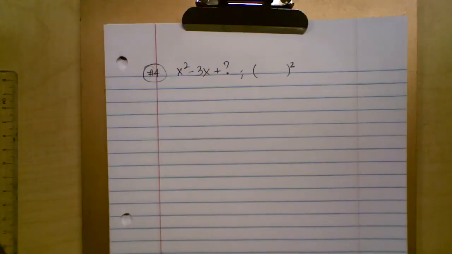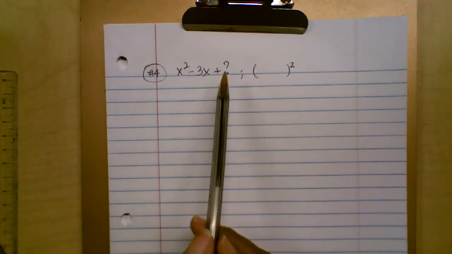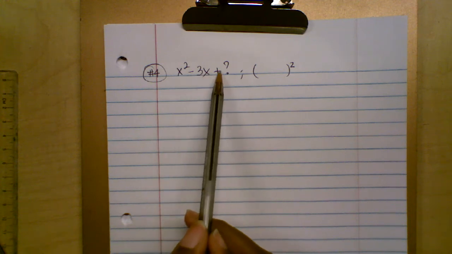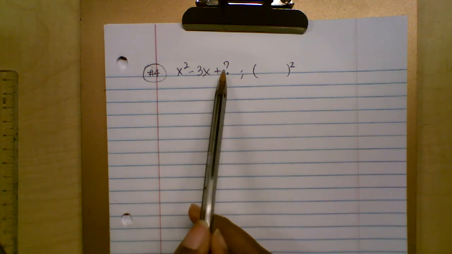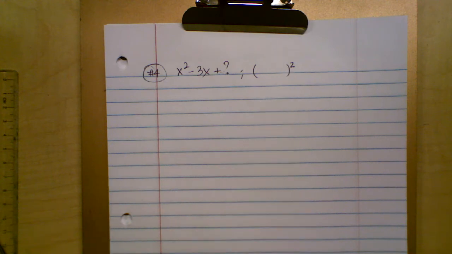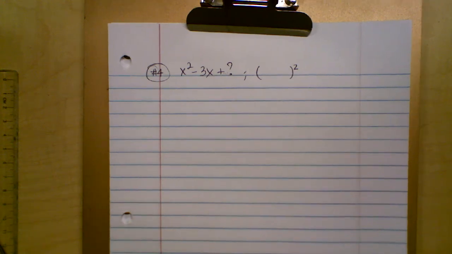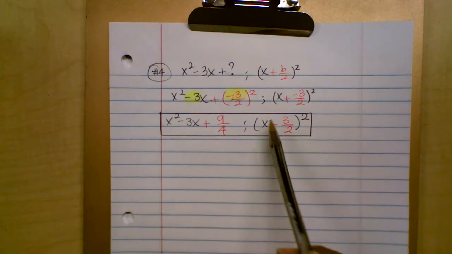Okay, so I would like you to do the fourth one. Can you find the number to add to x squared minus 3x so you can get a perfect square trinomial and write it as a perfect square? Okay, please pause the video and do it. Okay, so here's my final answer.